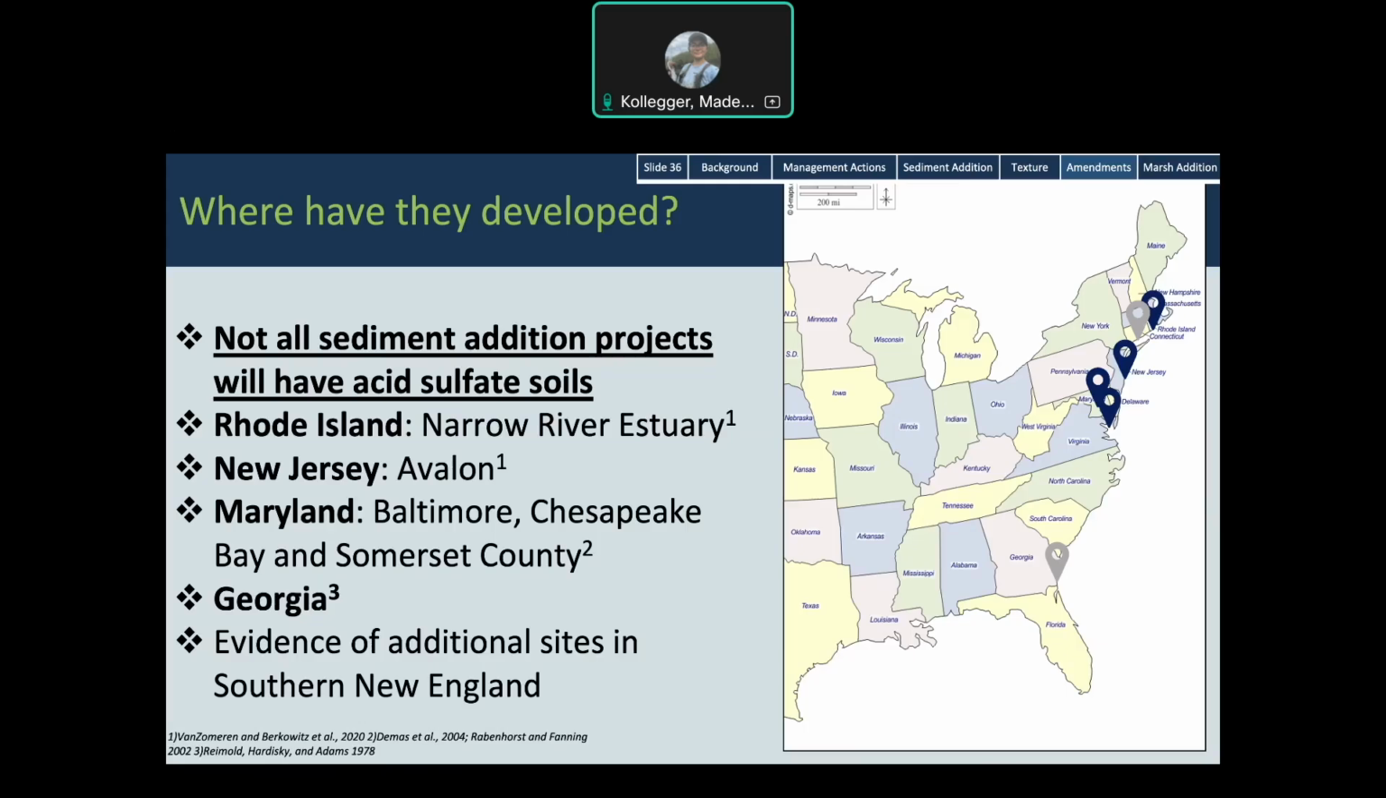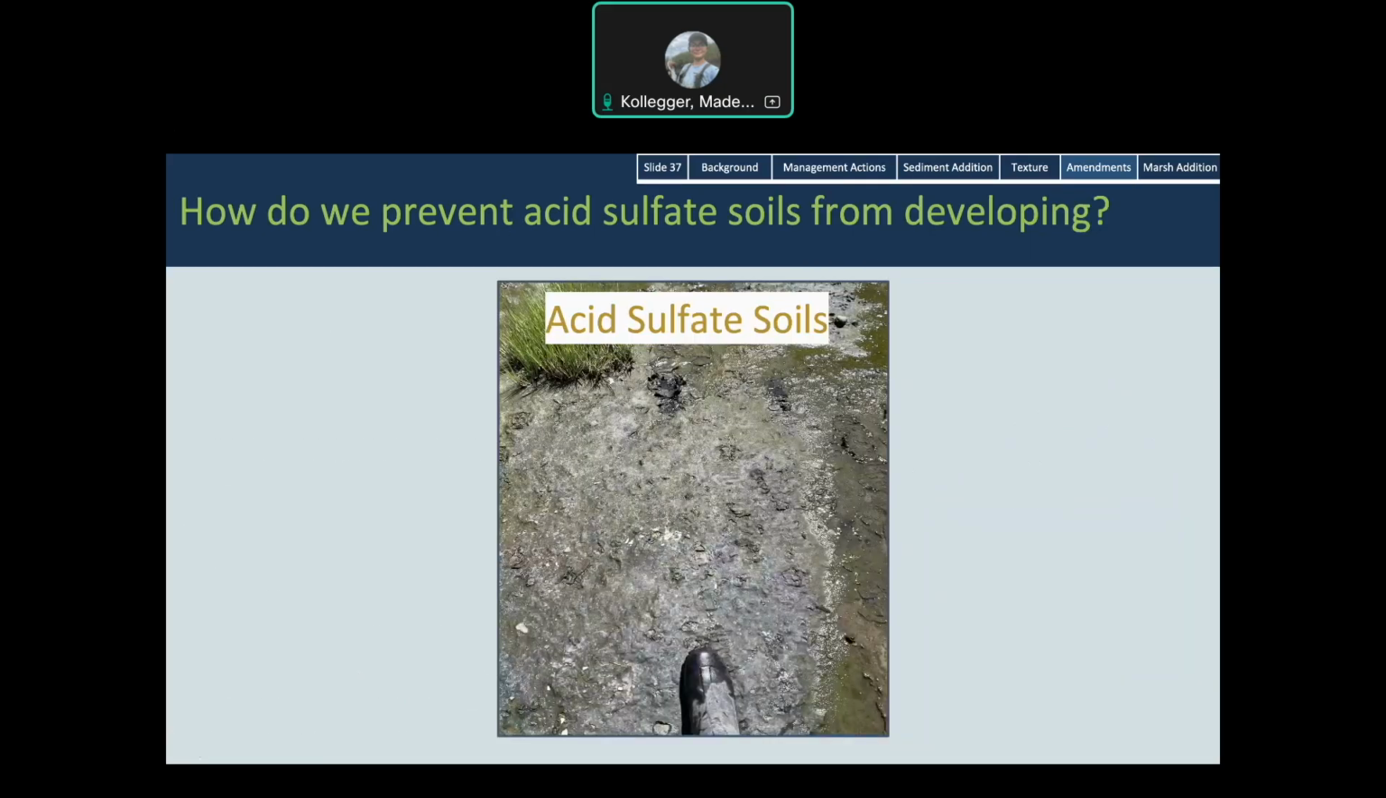Now, these acid sulfate soils don't form in all sediment addition projects. Here you can see some examples where they have, and when they do, it's pretty devastating. So a pH of 4.5 is not an acid level that most plants will tolerate. For example, Spartina alterniflora, our low marsh species, typically likes a pH of about 6.5 in order to have the most robust aboveground growth. So when we don't have a pretty consistent or neutral pH, it's too acidic for things to survive, and you just end up with a really moonscape kind of surface that looks like this.